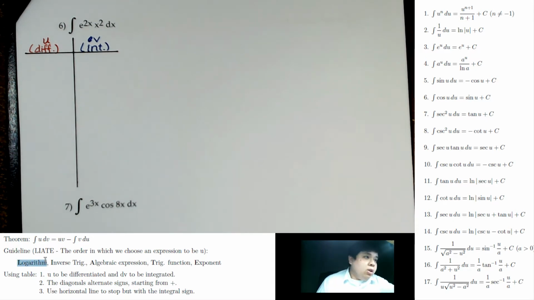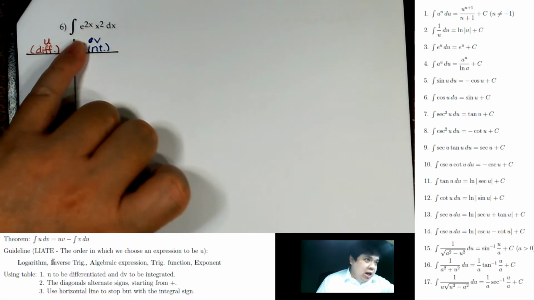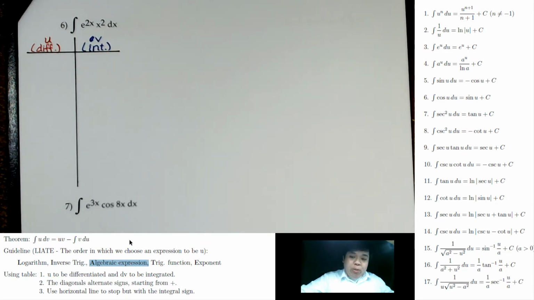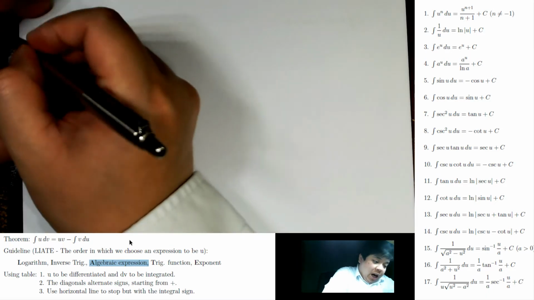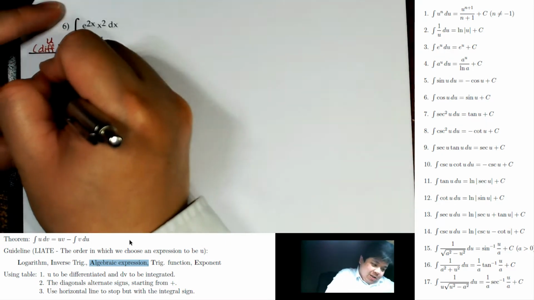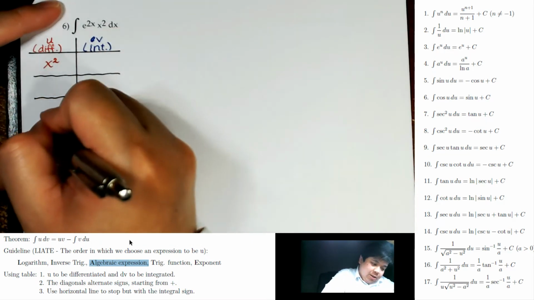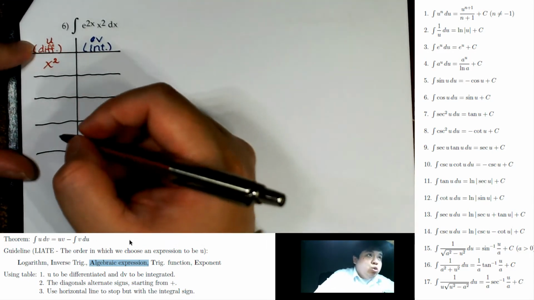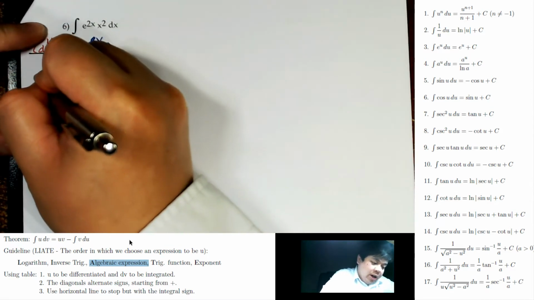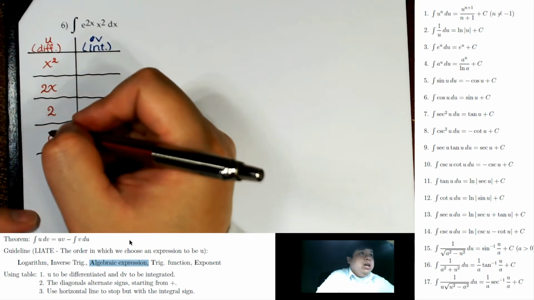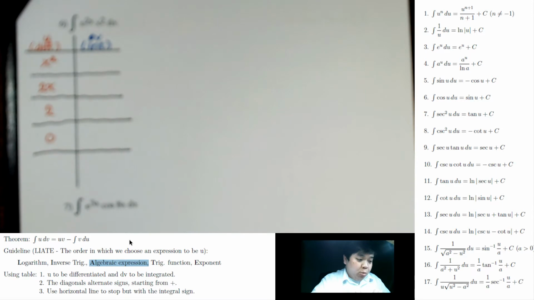Right, first, log. We have no log. We have no inverse trig. We have an algebraic expression that is the x squared. So any polynomial is classified in that case. So that will be u. Right. Now, this is to be differentiated. So we take the derivative of x squared. The derivative is 2x. The derivative is 2. The derivative is 0. And if we keep going, still 0. So that doesn't do much.